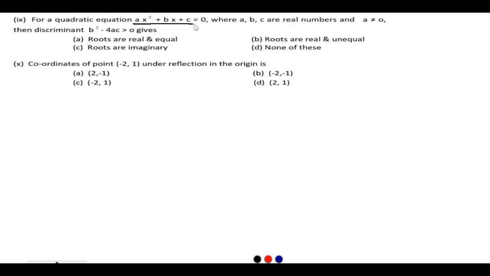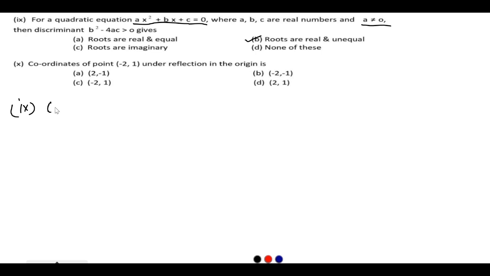ax square plus bx plus c is equal to 0. A standard quadratic equation is given, where a, b, c are real numbers and a is not equal to 0. Then the discriminant b square minus 4ac is greater than 0, which gives roots. If b square minus 4ac is positive, it means the roots are real and unequal, because there is no equal to sign here. Option B is the right option.